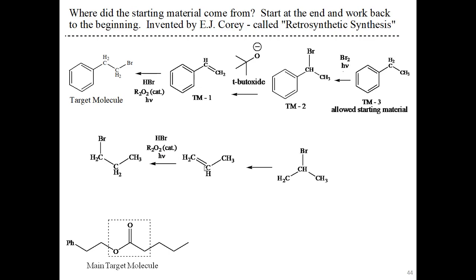Then how would I make the double bond? Well, it's sort of like we just did up here. I'd have to have a leaving group, and then use potassium t-butoxide to make it leave. And then how do I get the bromine on here? Well, I'd have to start with the hydrocarbon and do free radical substitution. So we're allowed to have propane, and then I just have to remember that bromine and light would do that transformation.